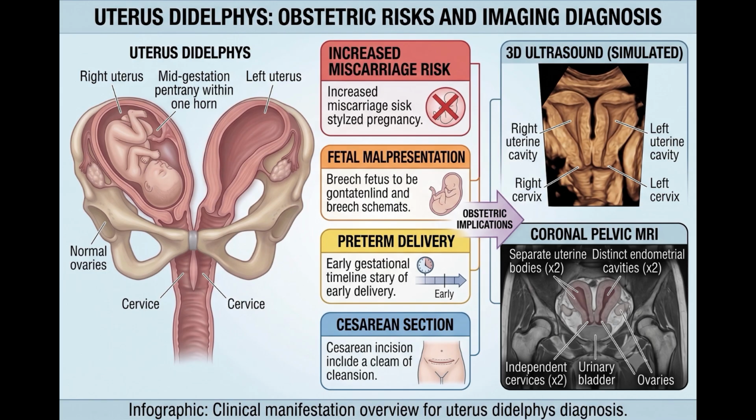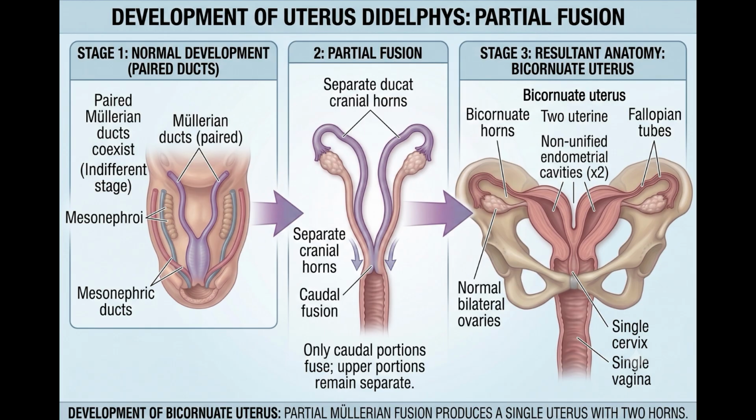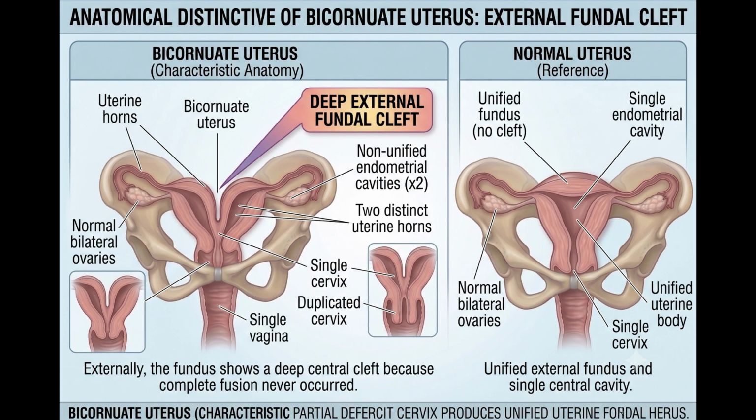Diagnosis is usually established using three-dimensional ultrasonography or magnetic resonance imaging, both of which clearly demonstrate two separate uterine bodies and two distinct cervices. If fusion occurs only partially, the resulting anomaly is a bicornuate uterus. Here, the lower portions of the Müllerian ducts fuse normally, but the upper portions remain partially separated. Instead of two completely independent uteri, a single uterus develops with two uterine horns. Externally, the fundus shows a deep central cleft because complete fusion never occurred. The cervix may remain single or may be duplicated depending on the extent of fusion.